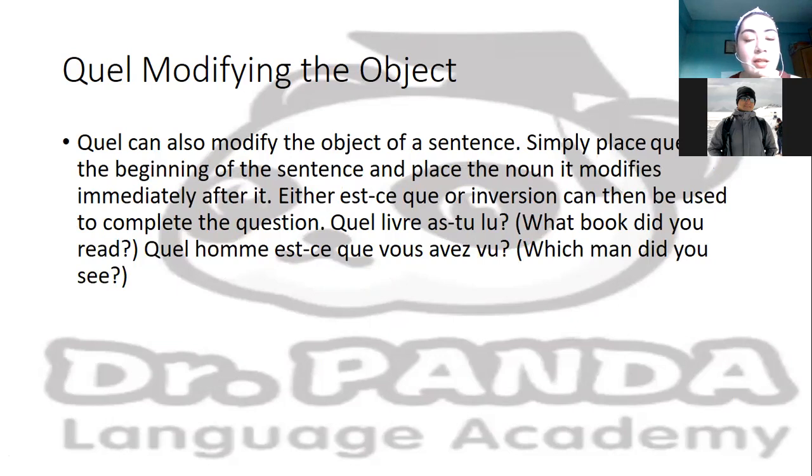And then quel modifying the object. Quel can also modify the object of a sentence. Simply place quel at the beginning of a sentence and place the noun it modifies immediately after it. Either est-ce que or inversion can then be used to complete the question. So what book did you read? You say quel livre as-tu lu? Yes. And which man did you see? Quel homme est-ce que vous avez vu? Very good.